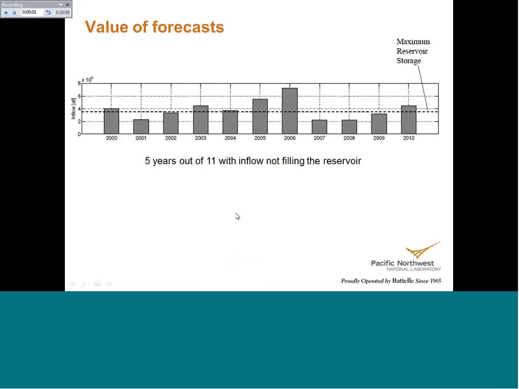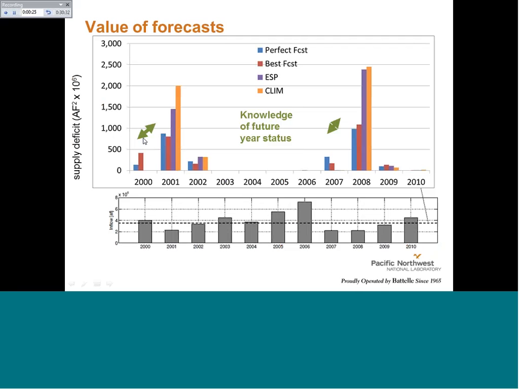So our period of study here is from 2000 to 2010. We have 11 years. This is the annual inflow over those 11 years, and we're showing the maximum reservoir storage, and we see that in 5 years out of 11, we had inflow not filling the reservoirs. So what happened with our optimizers and our different experiments?